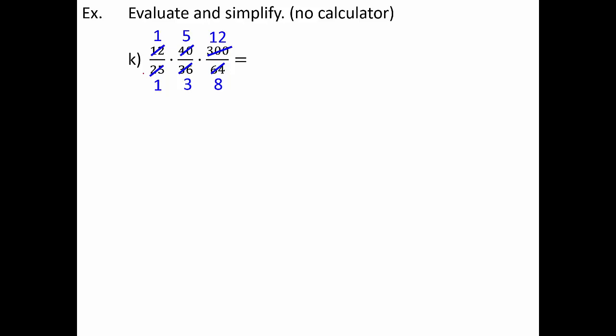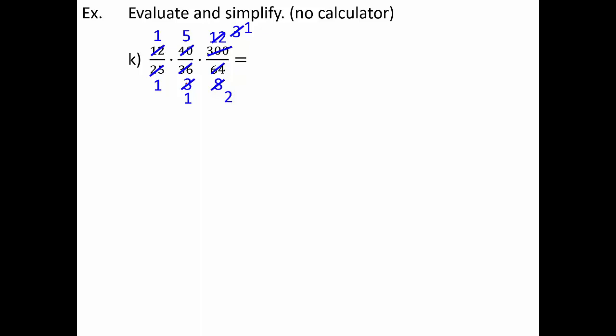But of course, I'm not done because I could keep going. I notice 12 and 8 could simplify further, or 12 and 3 could simplify further. It doesn't matter which one I do. Either one is fine. Pick one and go with it. I went with 12 and 8 reduces to 3 and 2. And hey, look at that. 3 on the top, 3 on the bottom.